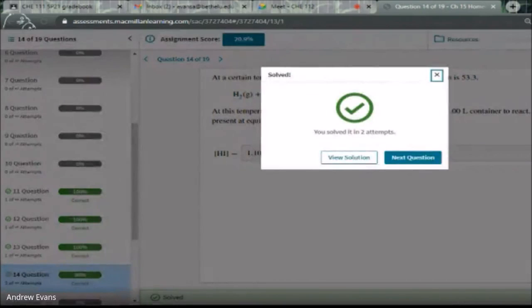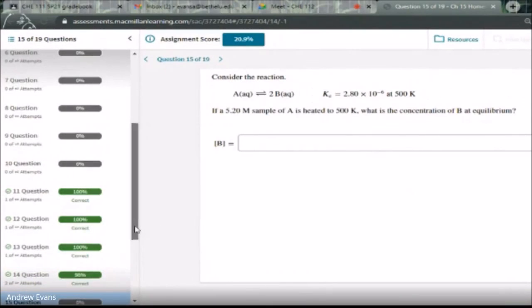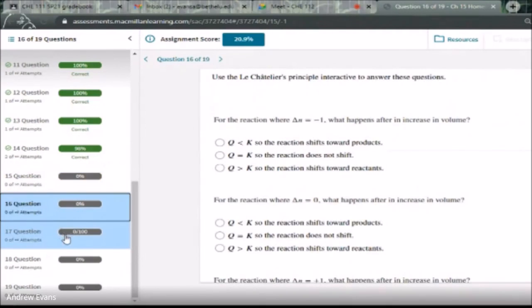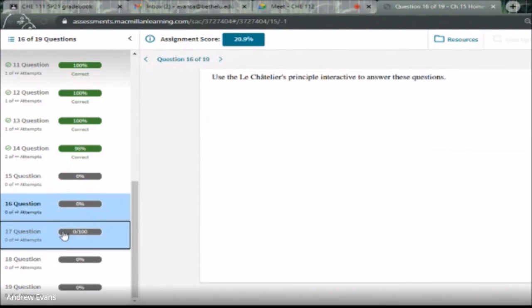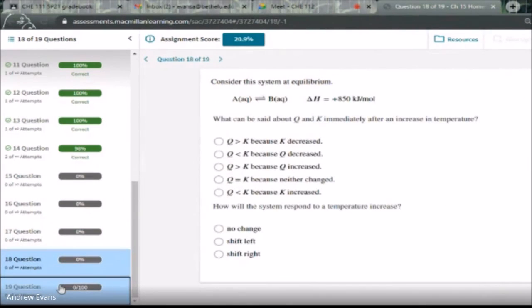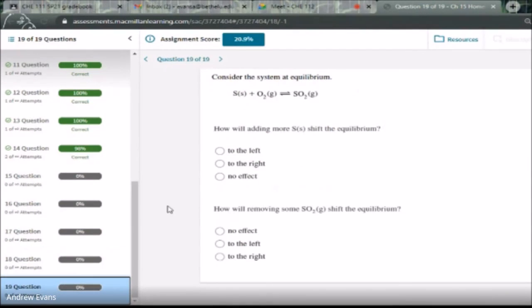That's all the time we have for today. We're absolutely out of time, but the last questions we have are like another ICE question, hopefully somewhat easy, and we have some Le Chatelier's, Q equals K kind of situation here. Le Chatelier's. So hopefully that is a good start for you guys.